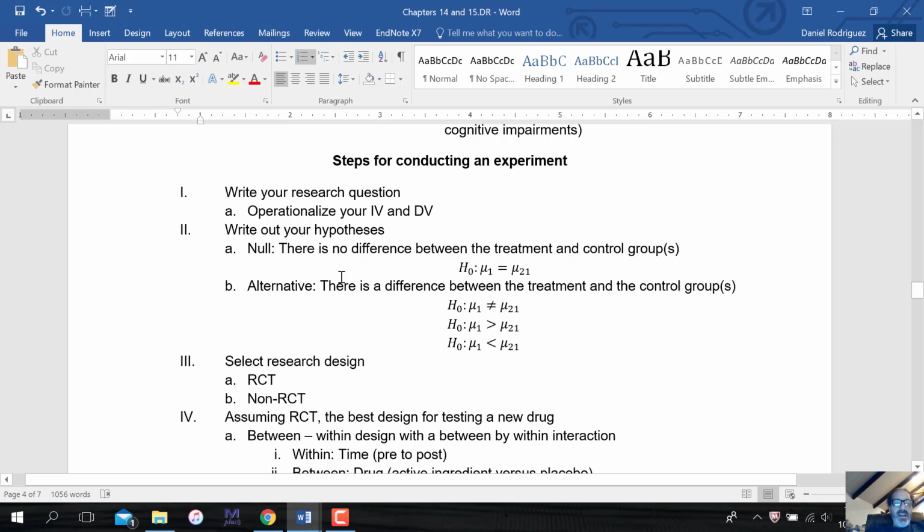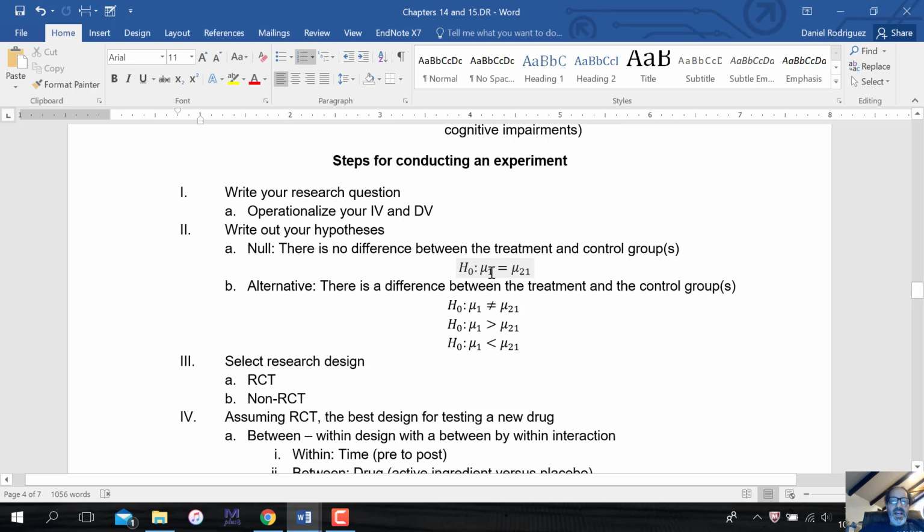Write out your hypotheses. We haven't taken stats yet, but probably somewhere in your history you've seen this terminology. We have two types of hypotheses. There's a null and an alternative. The null is the hypothesis we'd like to nullify or to reject, and I write it as H0 for null, and in this case I use the Greek letter mu. Mu is a symbol for the mean or the average.